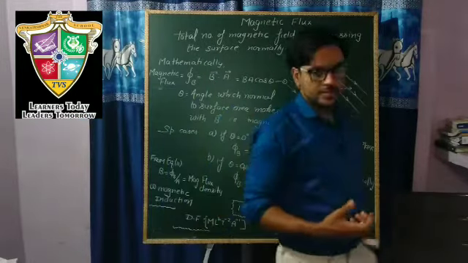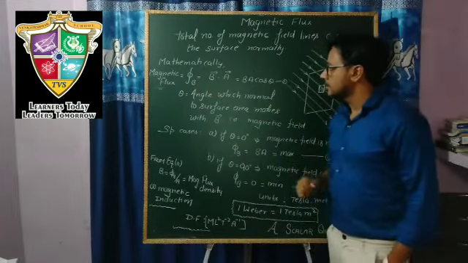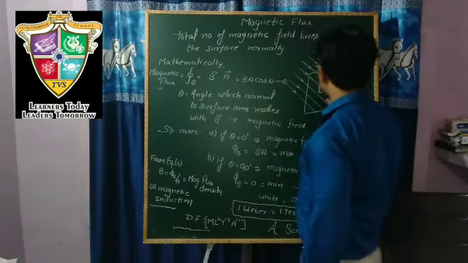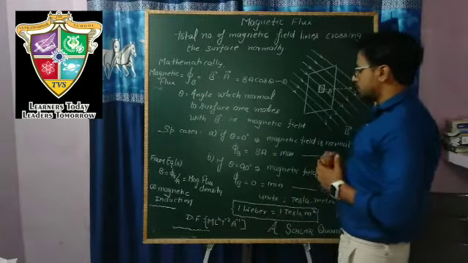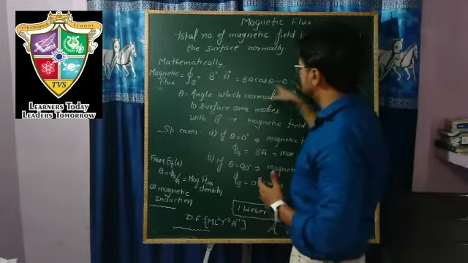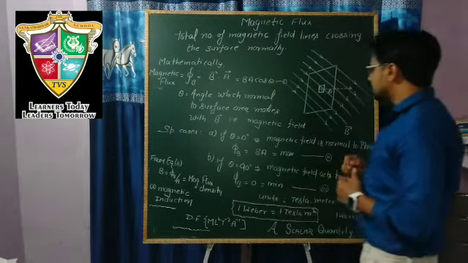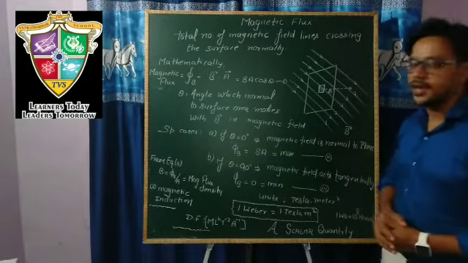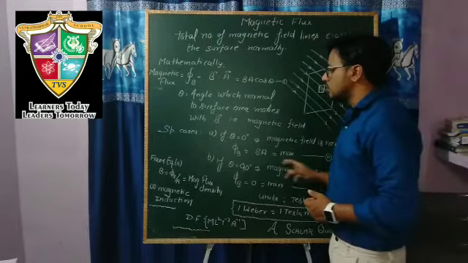So if we expand it, then phi B, which is magnetic flux, is equal to BA cos theta, and theta is the angle which the normal to the surface area makes with B. This is theta. And if we take a special case of this formula, if we place 0 degree here, because the angle is 0 degree, it means the magnetic field is normal to the plane, and phi B will be BA because cos 0 is 1. So this is the maximum value of magnetic flux.